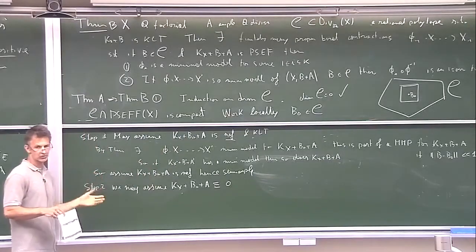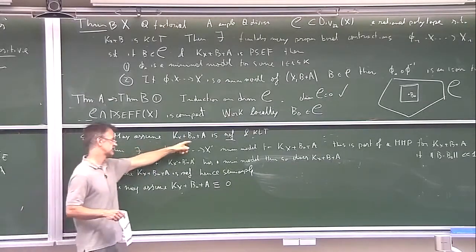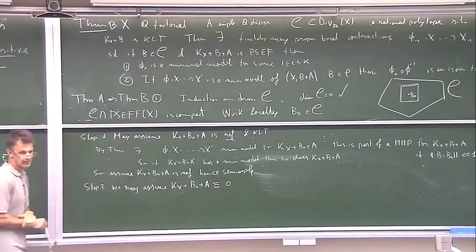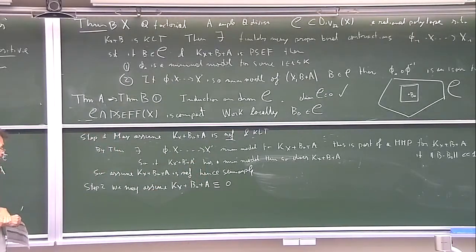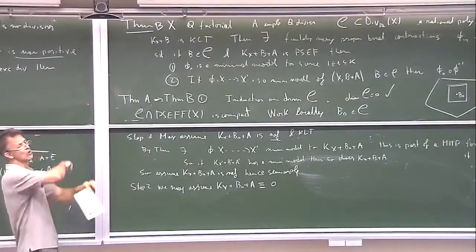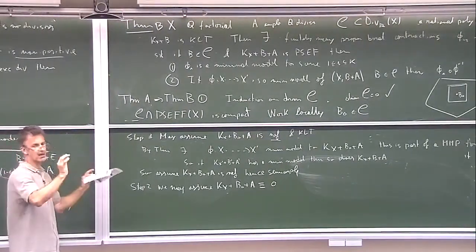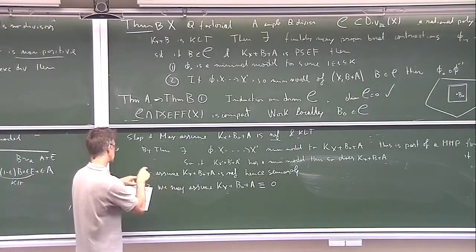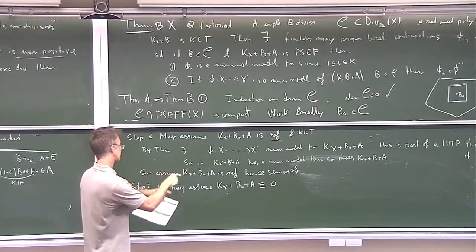Now I want to use the fact that I know that K_X + B_0 is nef. So in particular, it's semi-ample. We are proving only number one, you said. Yes, I'm proving only that, so I'm not worrying about all possible cases. I just want to show that each boundary has a minimal model. No problem. So we may assume that K_X + B_0 is numerically equivalent to 0.